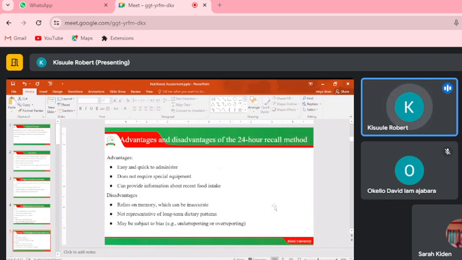Okay, so what are the advantages of the 24-hour recall method? We are saying this is easy and quick to administer, like I told you, and it does not require special equipment. This can even be done on the phone. You could call someone right now. I might not be physically present with someone. I will just load airtime on my phone and call a person, and then administer the tool on the phone. So it doesn't need me to meet someone physically.